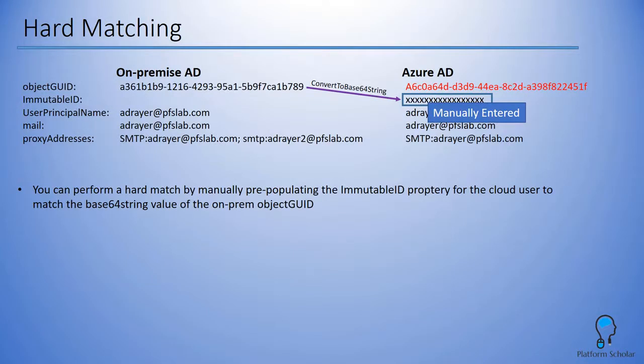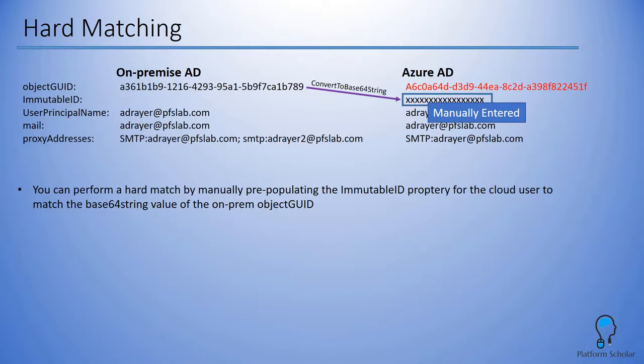So now that we know about soft matching, what about hard matching? To hard match your user, you would manually copy the values of the object GUID, or whatever attribute you chose to use as the source anchor, into the immutable ID property of the Office 365 user ahead of the synchronization. The soft match is only performed in order to determine which of the two users to associate. By manually inserting the on-premise source anchor into the Azure immutable ID, you are doing the association yourself.